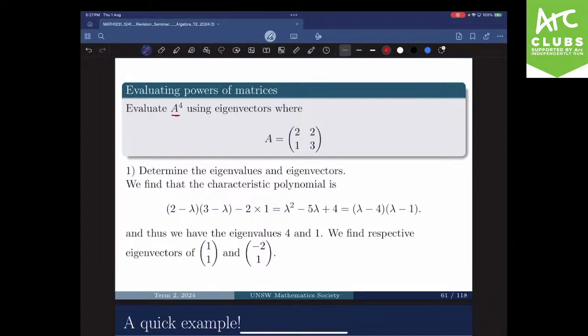So here you have an example. Evaluate A to the 4 using eigenvectors where A is equal to this. So we have to determine the eigenvalues and eigenvectors. How we do that is we consider the characteristic polynomial. This characteristic polynomial will just be 2 minus lambda times 3 minus lambda minus 2 times 1. And you can factor it to here, and we have eigenvalues of 4 and 1. And we can find respective eigenvectors of 1 and minus 2, all right?